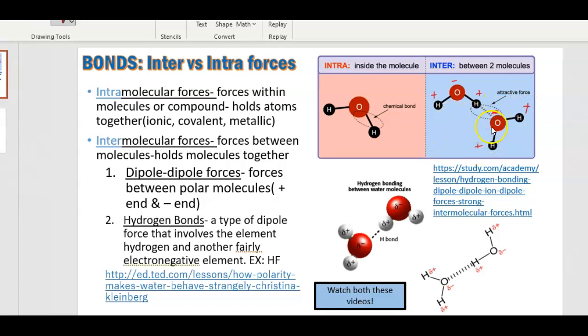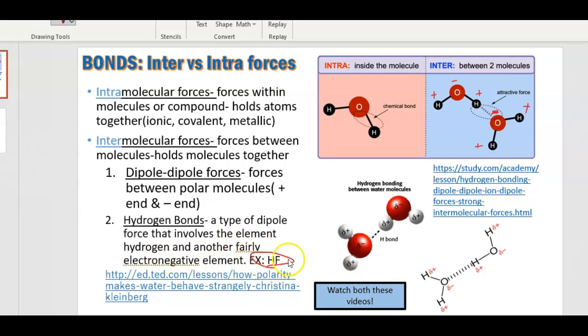So intermolecular forces, there's 3 different types of intermolecular forces we're going to talk about. The first one is called a dipole-dipole force. Again, these are forces that are going to be found between molecules. If hydrogen is involved, then we call it a hydrogen bond. It's a type of dipole force that involves the element hydrogen, aka hydrogen bonds, and another fairly electronegative element.